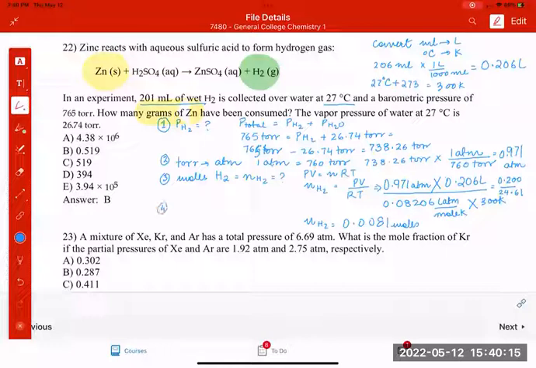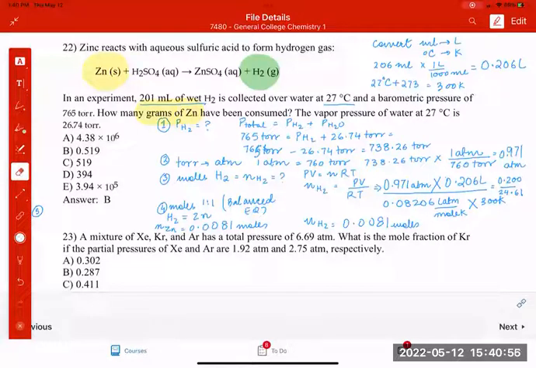Because of the mole-to-mole ratio, the moles of hydrogen and moles of zinc are the same. It's a 1-to-1 ratio. Therefore, the moles of zinc is equal to 0.0081 moles. That's the conversion factor from the balanced equation, so it's important to always check the equation. Got it? The fifth step is to convert to grams. You take the moles. What is the molar mass of zinc? 65.